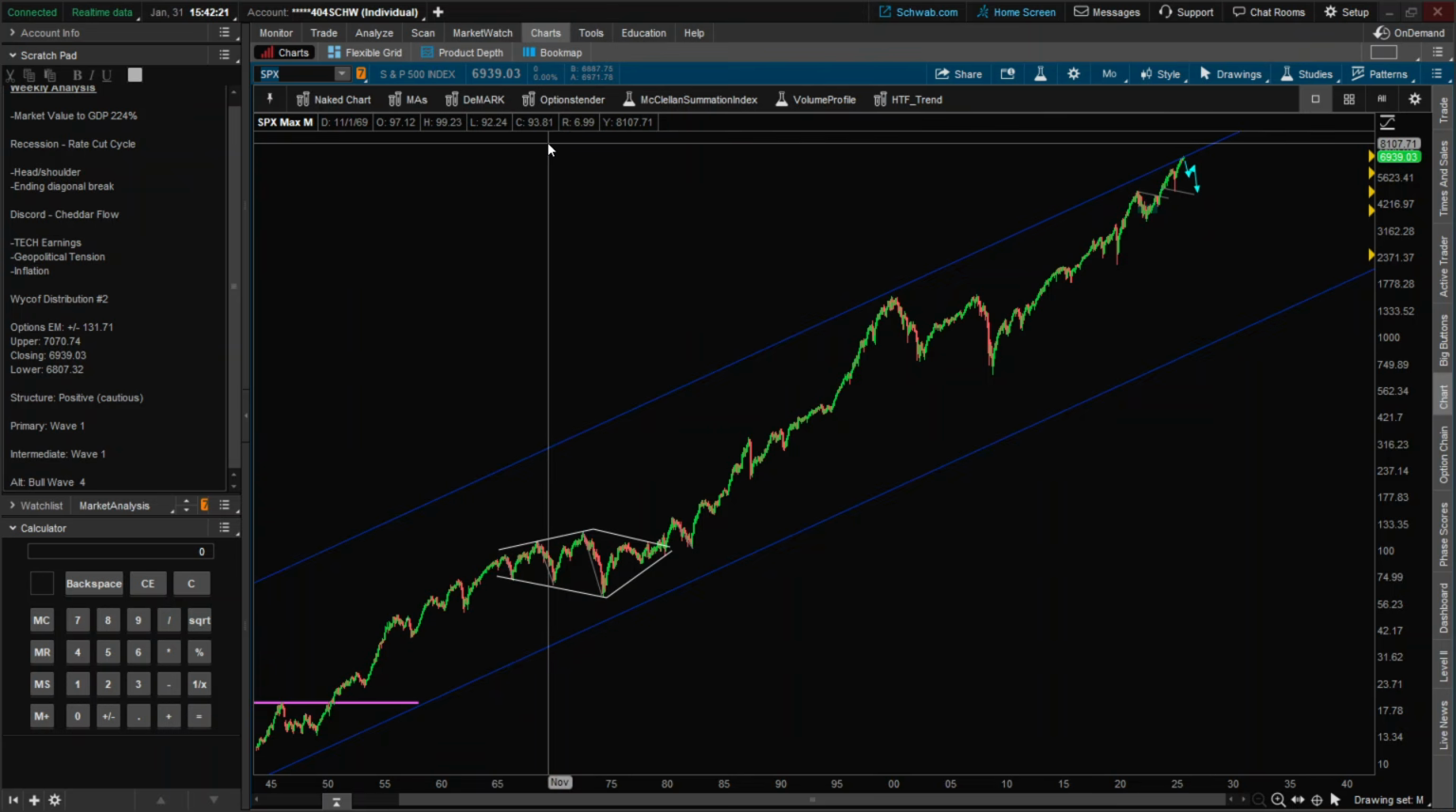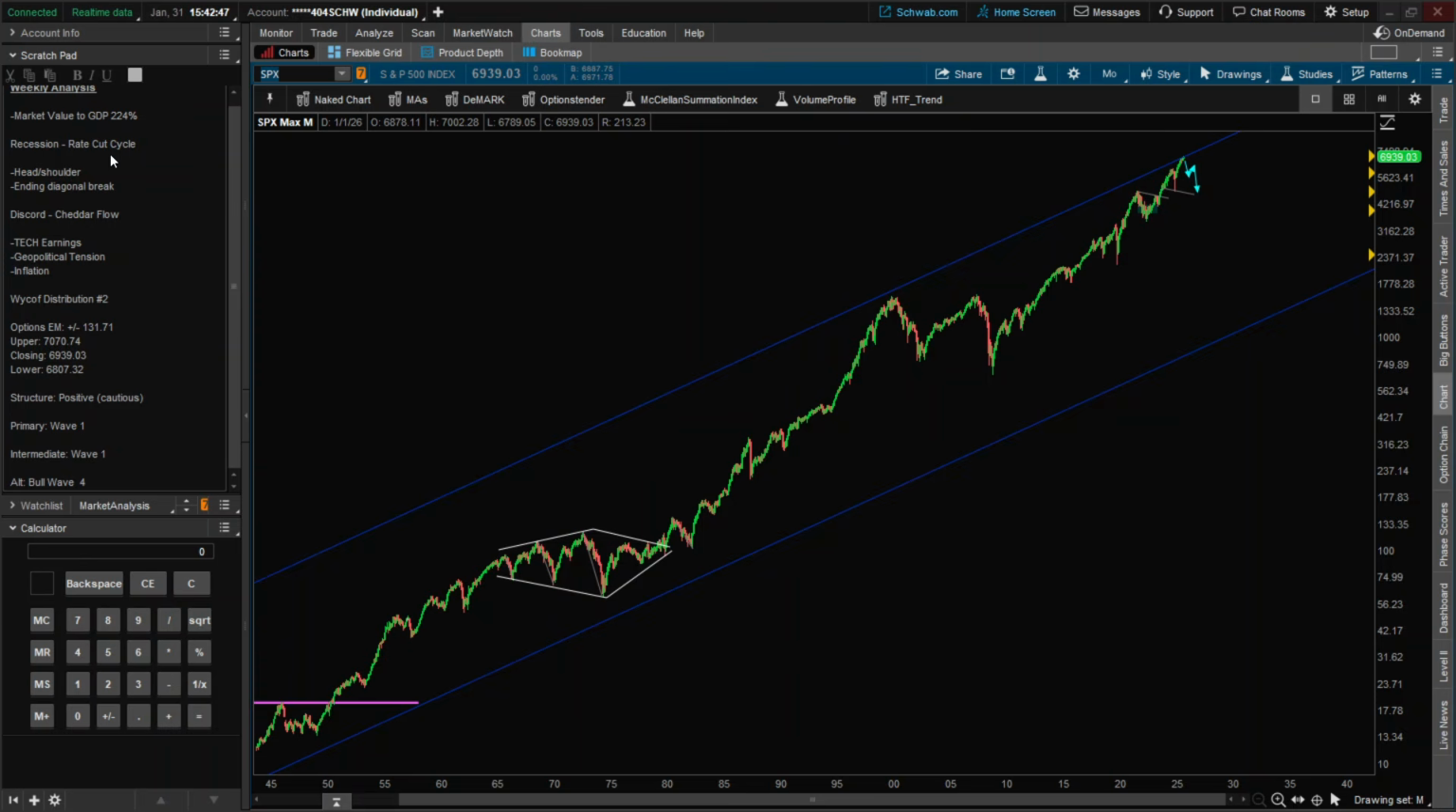So the market value to GDP is as high as 230%. I'm going to reiterate that over and over. We have a recession. A recession follows a rate cut cycle. Okay, you start cutting rates. Eventually, you get that recession that forces you to cut rates.